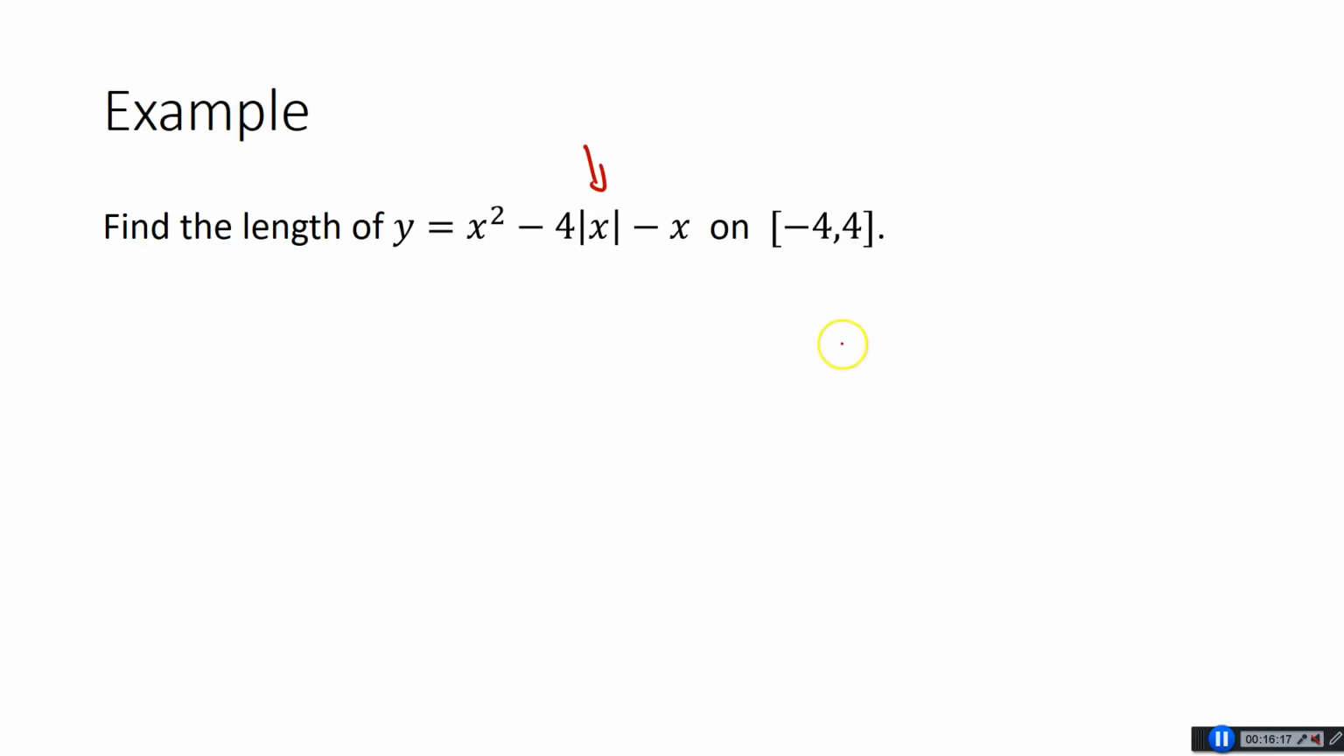Minus x on -4 to 4. So at 0, this is somehow going to change, right? So I think the easiest way to think about this is as a piecewise function. You should be getting comfortable with being able to change that absolute x to a piecewise function.